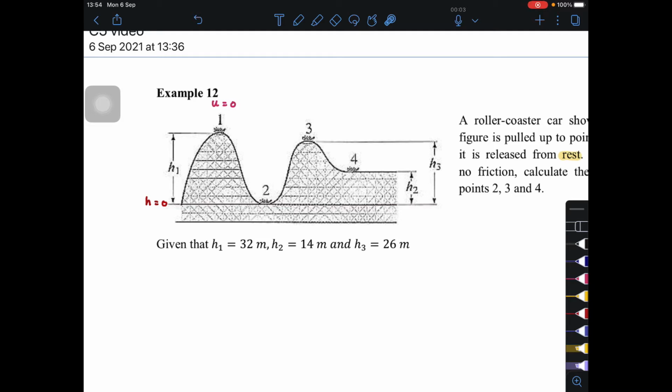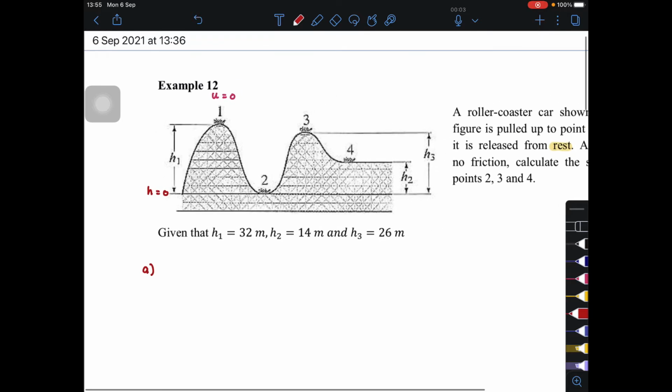Okay. The next step is we need to identify which is the initial and which is the final. This one is based on what we want. Okay, we'll get to it later on. And then after that, we just solve for the unknown actually. Okay, there's not many steps.